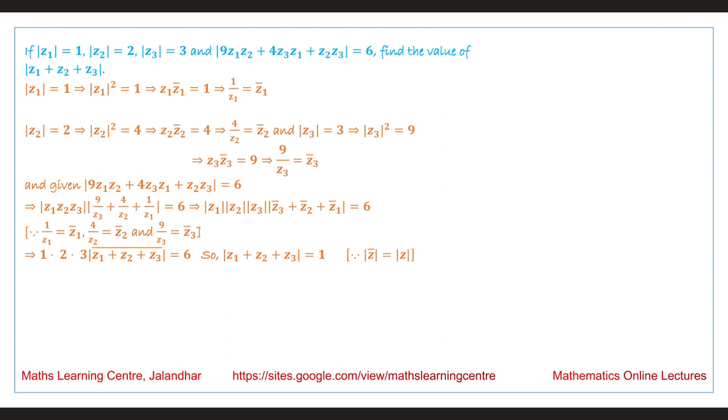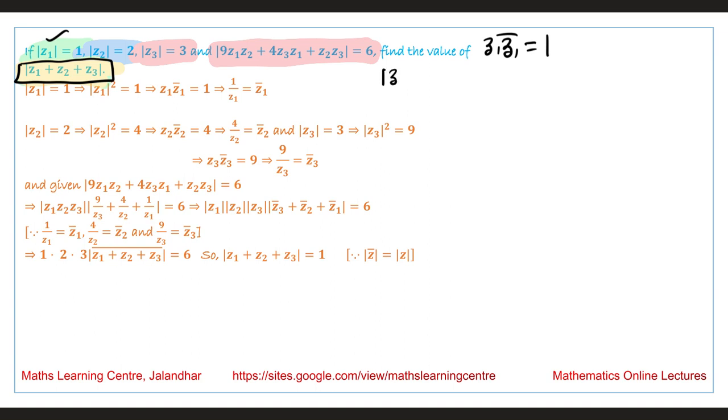Next is, it is given that mod of z1 is equal to 1, mod of z2 is equal to 2, mod of z3 is equal to 3, and mod of this whole term is equal to 6. We have to calculate the value of mod of z1 plus z2 plus z3. So now look at these terms over here. We are saying if mod of z1 is equal to 1, it means z1 z1 bar is equal to 1.